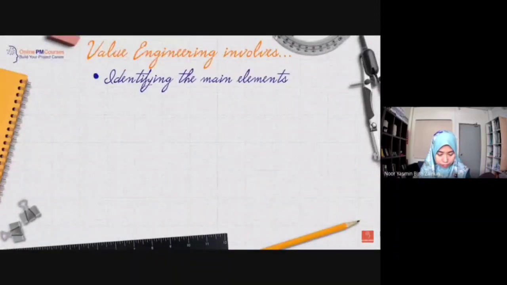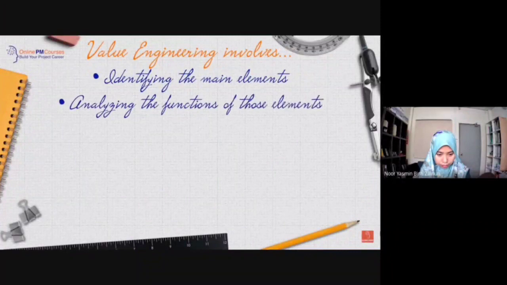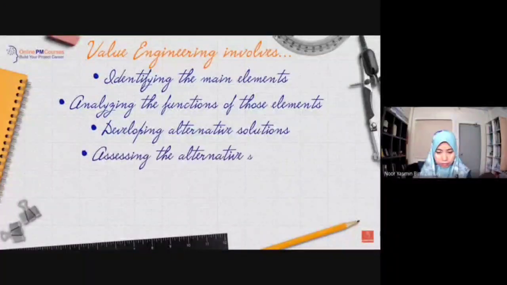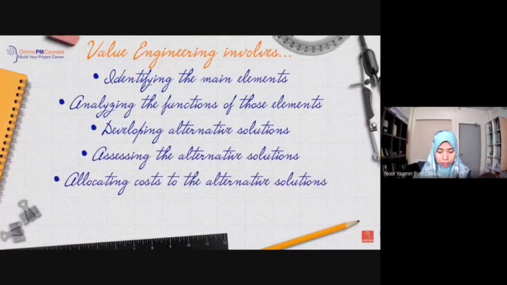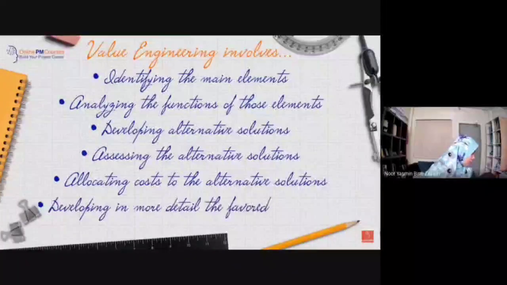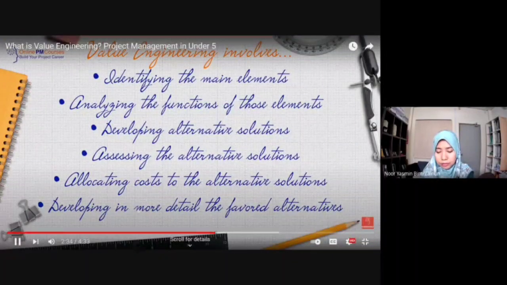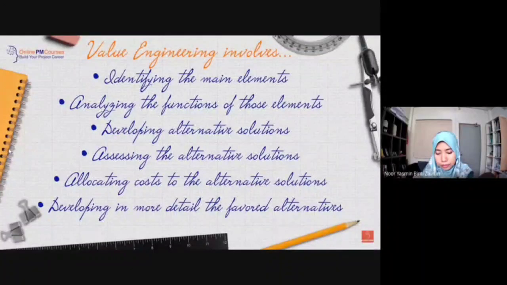It involves identifying the main elements of a product or a service for your project, analysing the function of those elements, and then developing alternative solutions for delivering those functions or that functionality. Assessing those alternative solutions and allocating costs to them. Finally, developing in more detail those alternatives that you consider to have both the highest likelihood of success and the best return in the sense of the value, the benefit, cost.